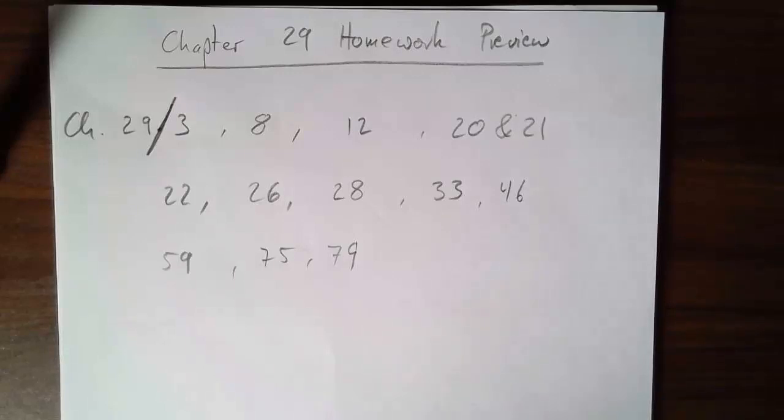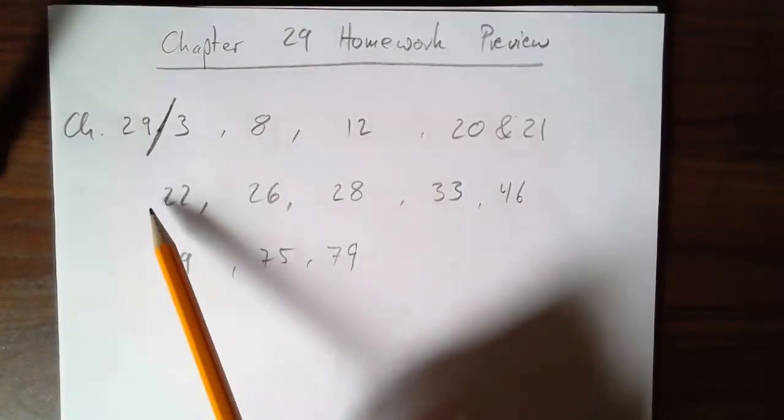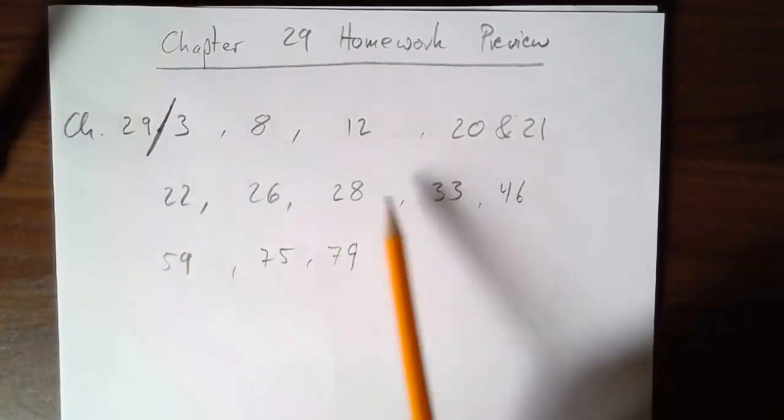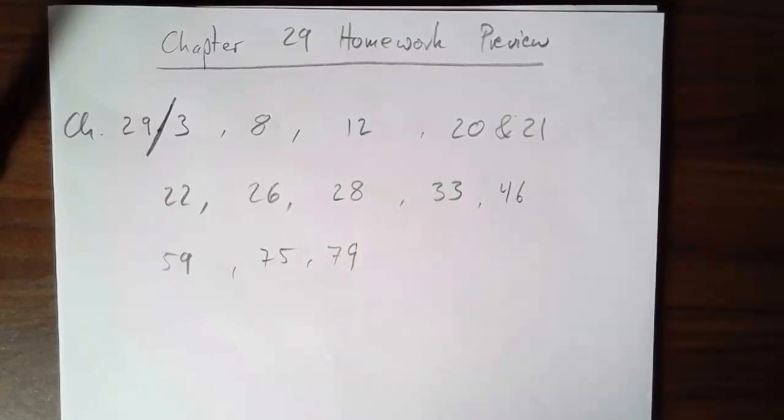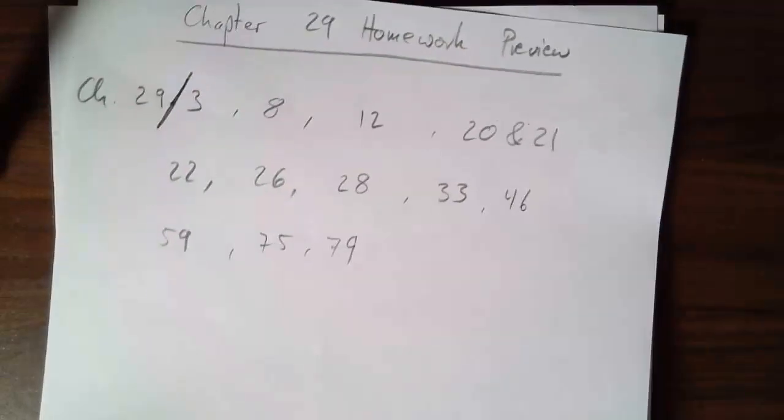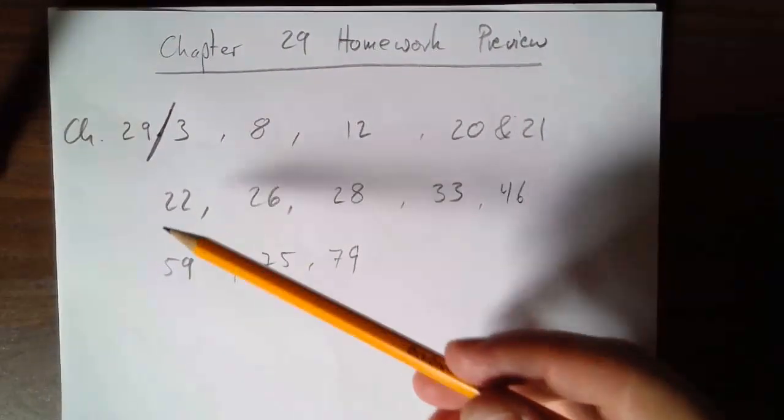Hi, this is part 2 of the chapter 29 homework preview, and so now I'm going to do those problems here in the second row: 22, 26, 28, 33 and 46, all of course taken from chapter 29, which is magnetism. Let's get started with number 22.